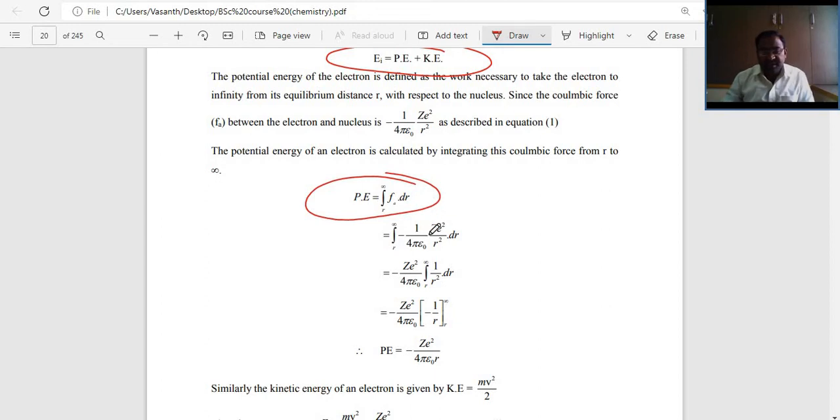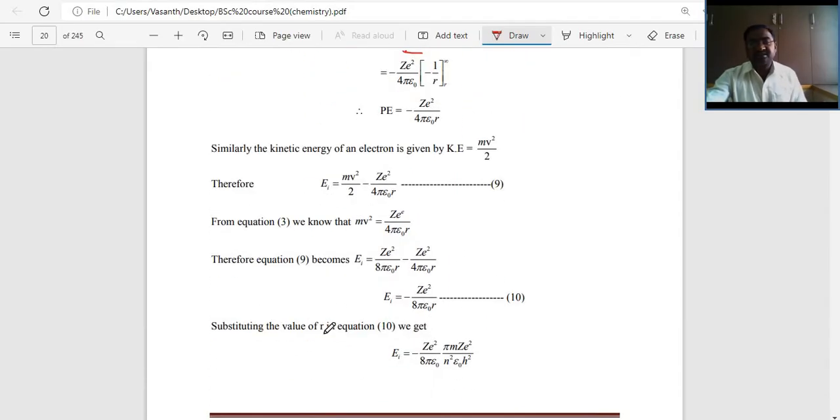We know that Fe is 1 by 4 pi epsilon naught ZE square by r square into dr. We are just going to take ZE square by 4 pi epsilon naught outside, because the variable is only dr, that's why 1 by r square. Similarly, the kinetic energy of an electron is given by mv square by 2. Here, mv square by 2 minus ZE square by 4 pi epsilon naught r.